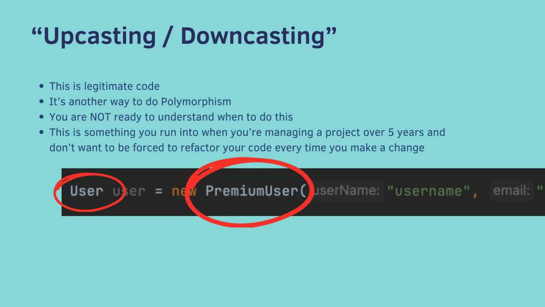This is something you run into when you're managing a project for over 5 years and you keep making changes, and you don't want to be forced to refactor your code every time you make a change. This is really high level, and I don't recommend jumping into this right now. Go code for a couple of years, and then once you refactor a project 5 years later, you're going to start realizing, wait a minute, maybe this is a good idea. So just don't worry about it for now, but you should know that it's called upcasting, and you should know that it's possible.